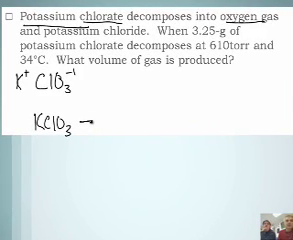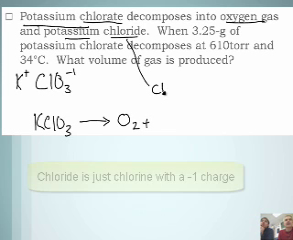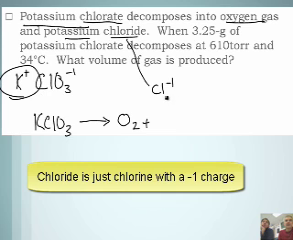It decomposes, so that's just a single arrow. And it makes oxygen gas. Oxygen is a little tricky. It's O2. And it makes potassium chloride. Now, chloride is Cl -1, and that's going to mix with potassium. So that's KCl.